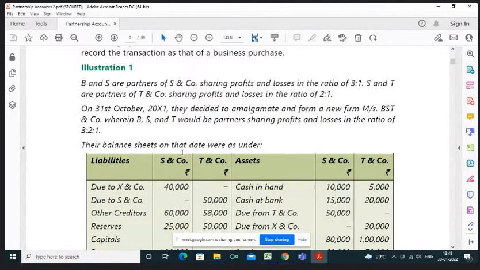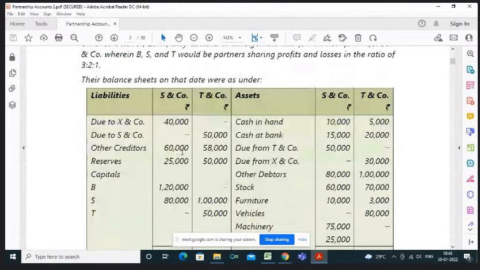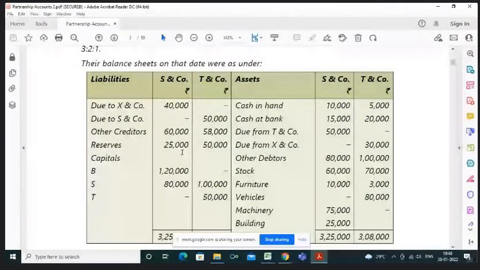So now they have given their balance sheets. Existing firms will have the balance sheets as below. In the case of liabilities, due to T and Co, S and Co has 40,000. Due to S and Co, T and Co has a balance of 50,000. In the case of other creditors, S and Co 60,000, T and Co 58,000. Reserves, S and Co 25,000, T and Co 50,000.